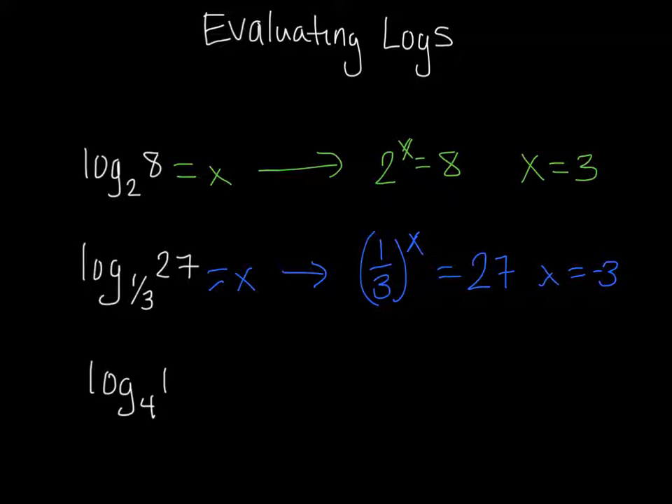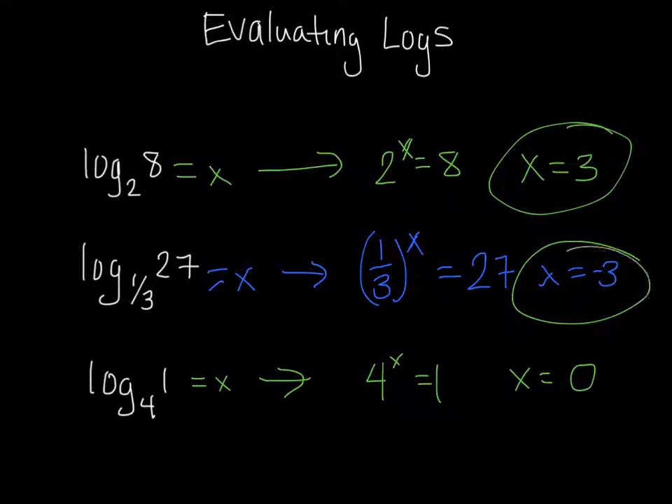And then we have the last one. I set it equal to x. I'm going to rewrite it: 4 to the x power equals 1. And for this one, anything to the 0 power equals 1, so x has to equal 0. So this is how you evaluate logarithms.